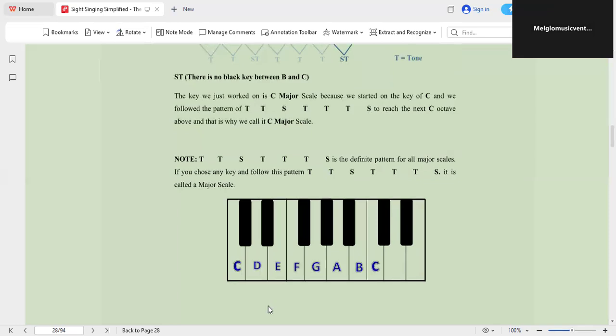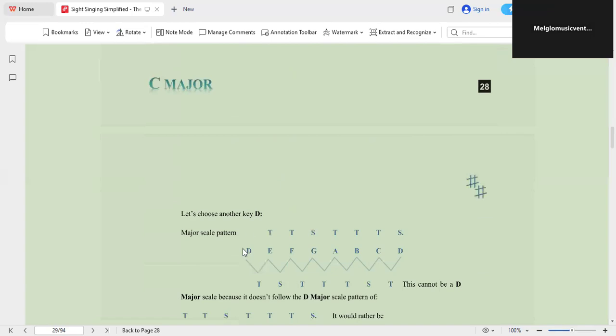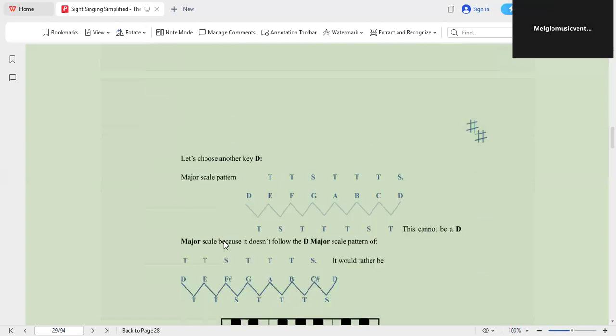So let's go to the next key. I want us to pay full attention for this next key. We go to the key of D major, and the scale pattern of D major is tone, tone, semitone, tone, tone, tone, semitone. Now, if you follow the key, how we did for key without altering any notes, this is what we get on D major.